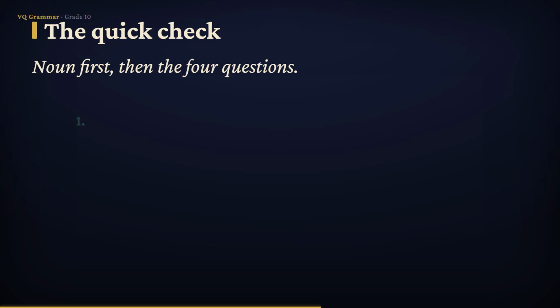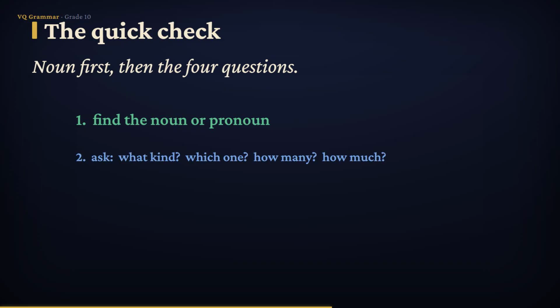Step 1. Find the noun or pronoun, because adjectives never work alone. Start with the word being described. Step 2. Ask the 4 questions. What kind? Which one? How many? How much? Any word that answers one of them is an adjective.